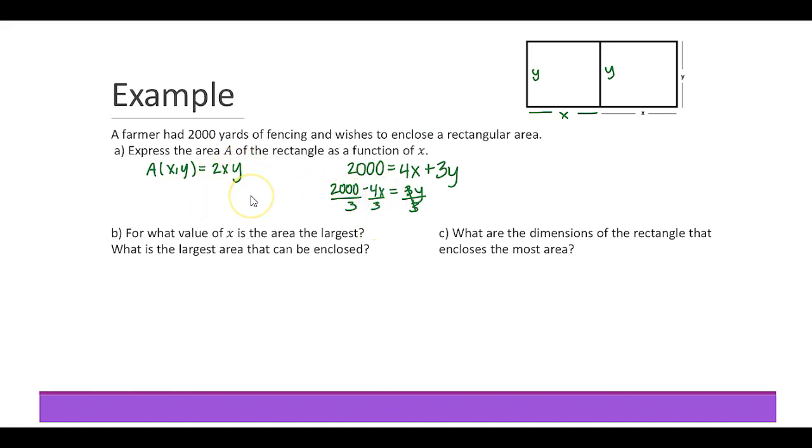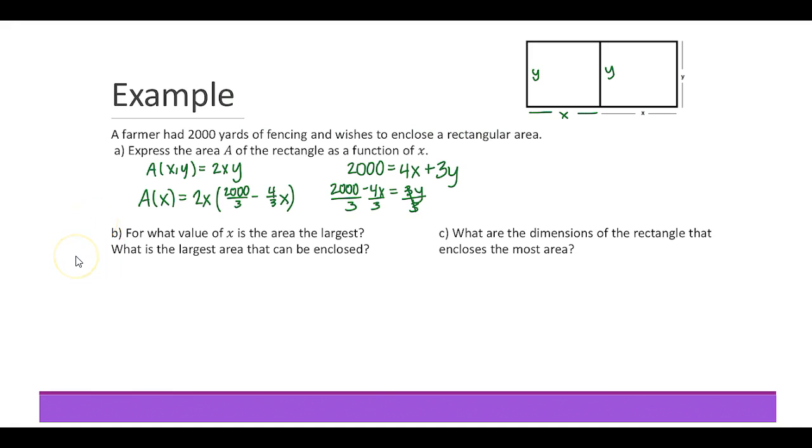And we'll go ahead and substitute that in over here to get area as a function of x is 2x times 2,000 over 3 minus 4/3 x. So this is my area of the rectangle as a function of x. Now we're going to do something with this. In part B, we're asked for what value of x is the area the largest. For what value of x is the area the largest? And then what is the largest area that can be enclosed? So here, we didn't go ahead and distribute in the x, so maybe we can't tell, but this area function is a quadratic.